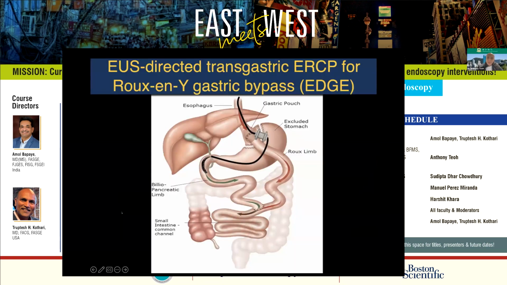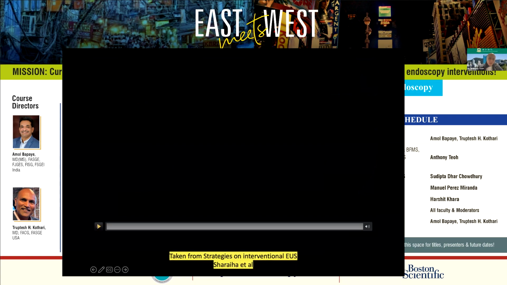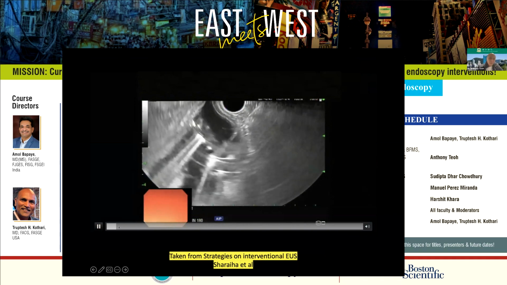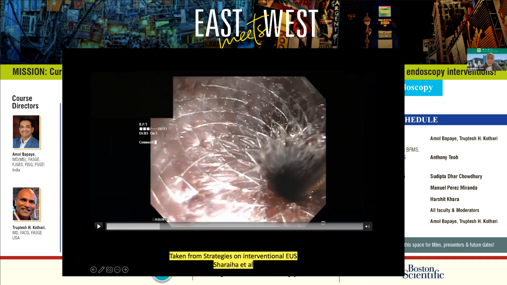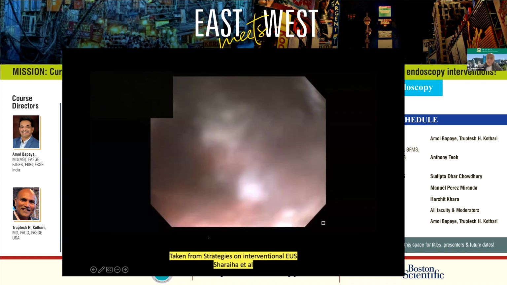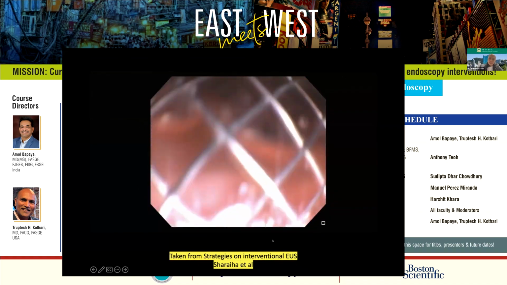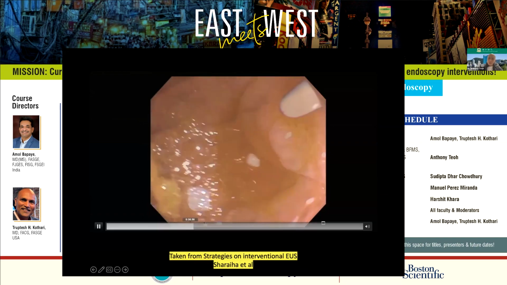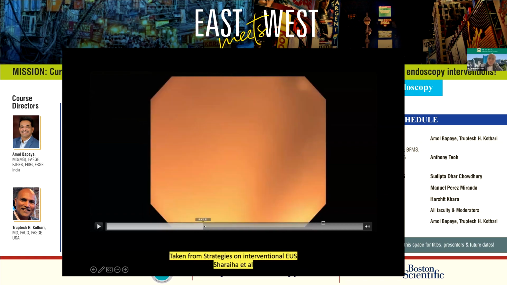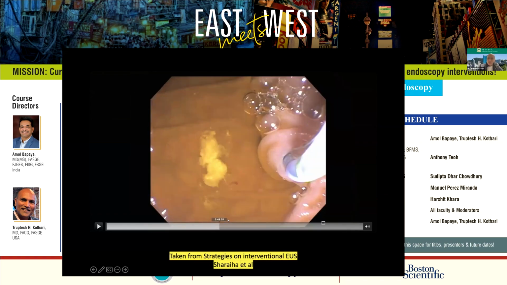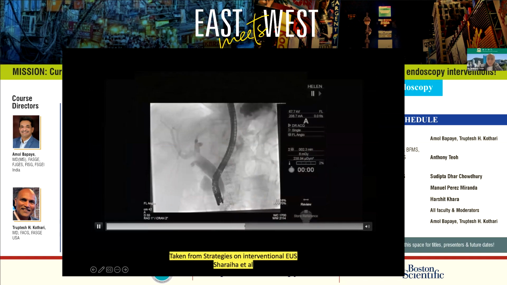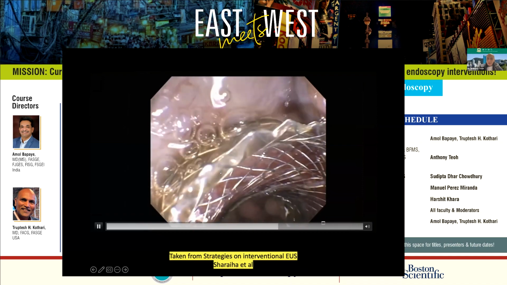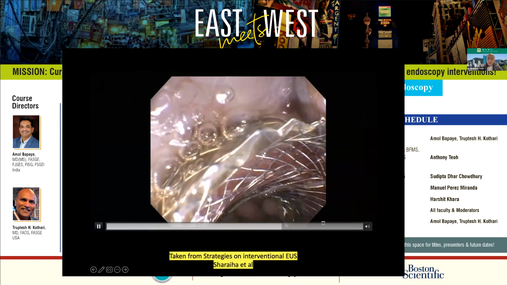This is an edge procedure where there's another migration. So after the stent was deployed, ERCP was performed through the stent, but since these stents are quite new, any intervention through the stent may risk causing dislodgement. And in this case, after completion of the ERCP, the stent was seen to have migrated out from the proximal stomach.